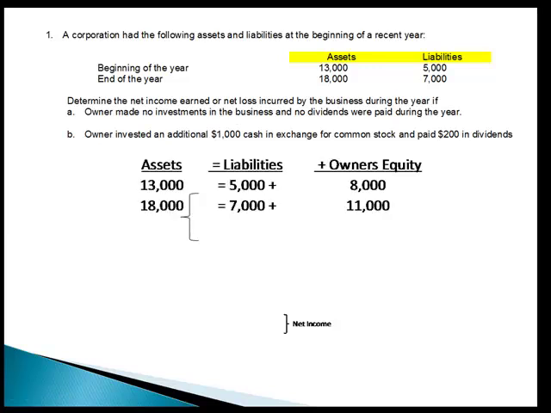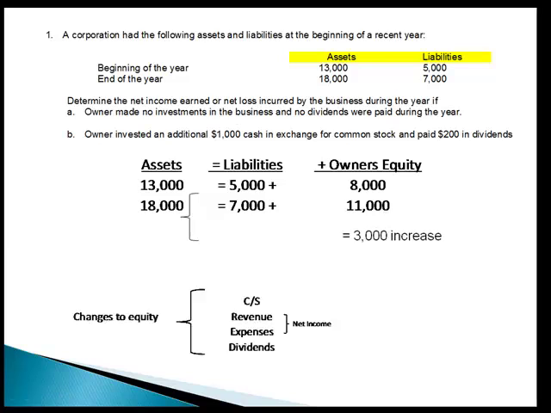Okay, so if we first start with assets equals liabilities, we can plug in owner's equity here. The difference between $13,000 and $5,000 is $8,000. Difference of $18,000 and $7,000 is $11,000. So we can see that equity increased by $3,000. Okay, that's step 1. And then you need to realize that equity can be changed by 4 different things. This is C-red, right? Common stock, revenues, expenses, and dividends. And revenues less expenses is net income. So we can really narrow down a change in equity to 3 different pieces: common stock, net income, or dividends.